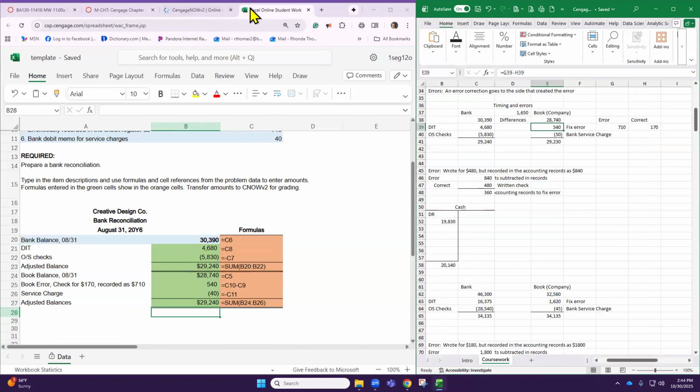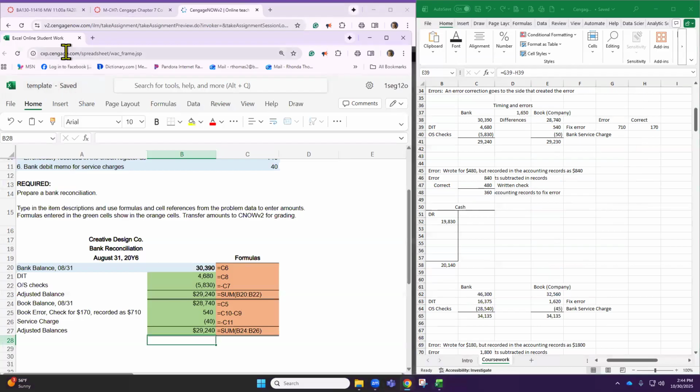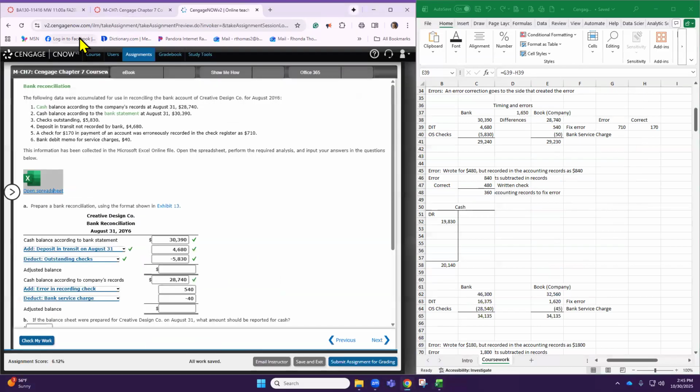So let's go back now. I think we've got this filled out. All right, so now we're going to put the amount down. Oh, I've got to fix this bank service charge. It's only $40. The last time I did it, it was 50. So there we got it. And this must balance to be reconciled. If you can't get it to balance, you've got more work to do.